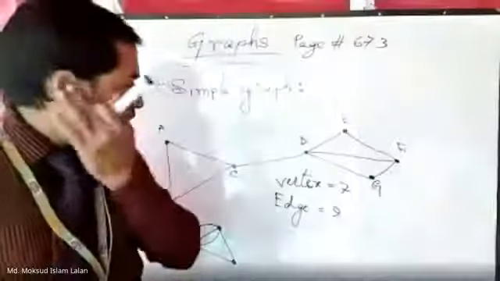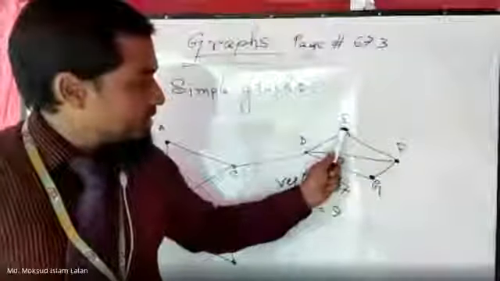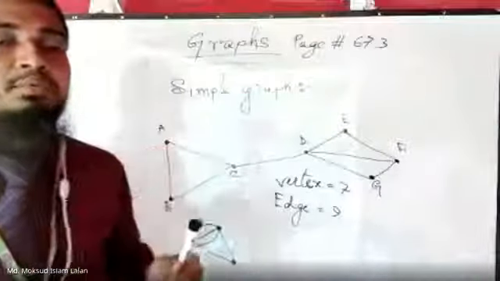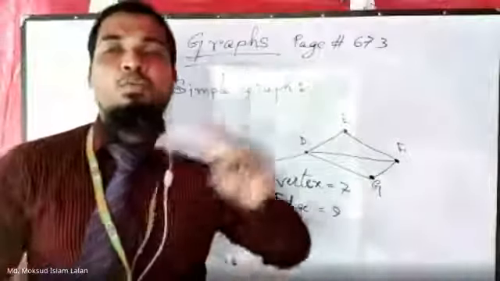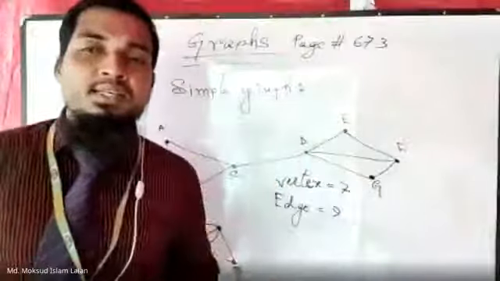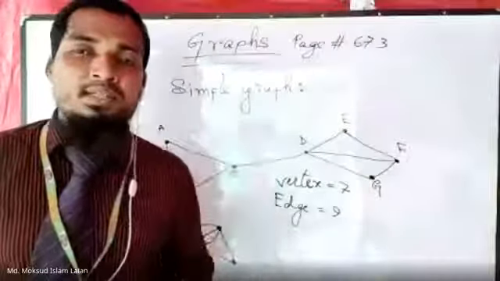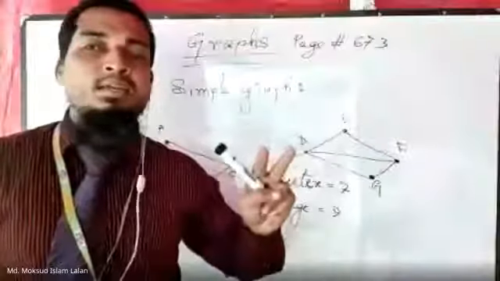Which one, Habib? DEF and DGF. You need to find the edge between vertices, not more. You need to deal with two vertices, not three. Okay, sir. Now I'm clear, sir.